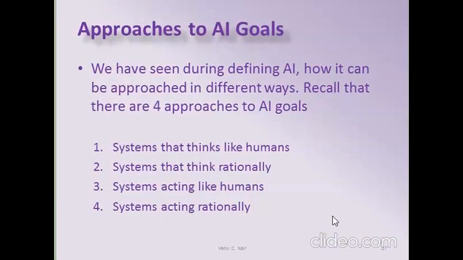We have also seen in earlier classes the different approaches to AI goals. We can approach the definition of AI from different angles. So there were 4 approaches to AI goals: systems that think like humans, systems that think rationally, systems acting like humans, and systems acting rationally. All these 4 things we have discussed in detail in the previous classes.